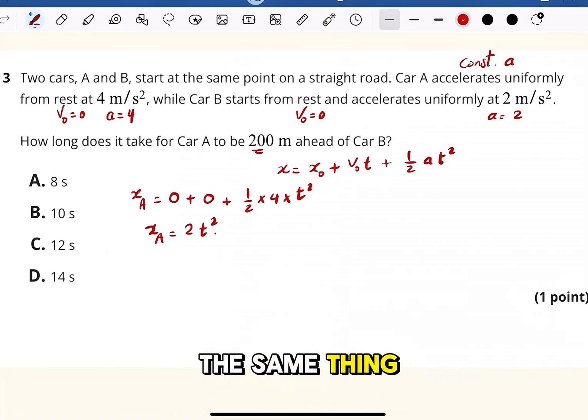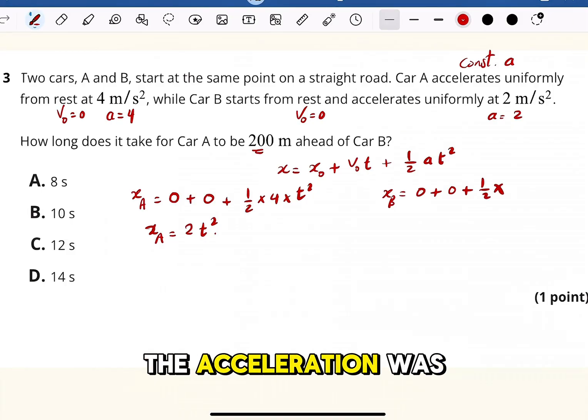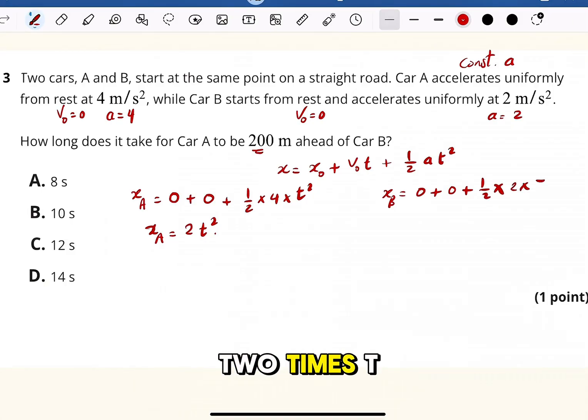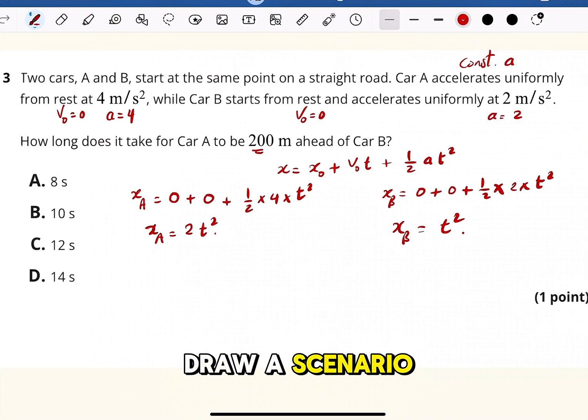I can do the same thing for B as well. xb is initially 0, and speed is 0 as well, plus half times the acceleration, which was 2, times t squared, so xb is t squared. Now I know the values of xa and xb in terms of time, and the time is unknown. There's one thing here: I have to draw a scenario for that.